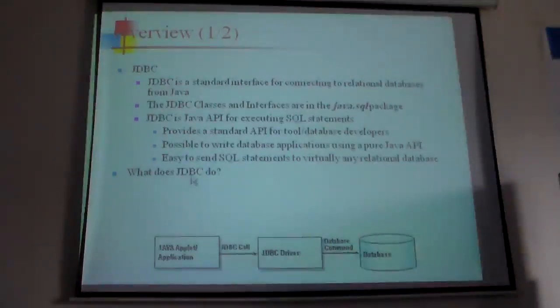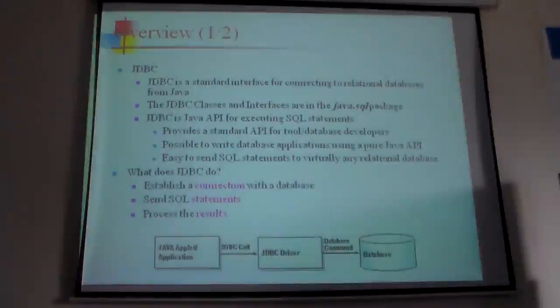What does Java database connectivity do? It establishes a connection with the database. First, you have to have the connection, the path to that database. After that, we can send SQL statements and also process the result. Processing the result means we query, or we change, or we update, or we remove; all those statements or operations in a database management system, in SQL or in Oracle.